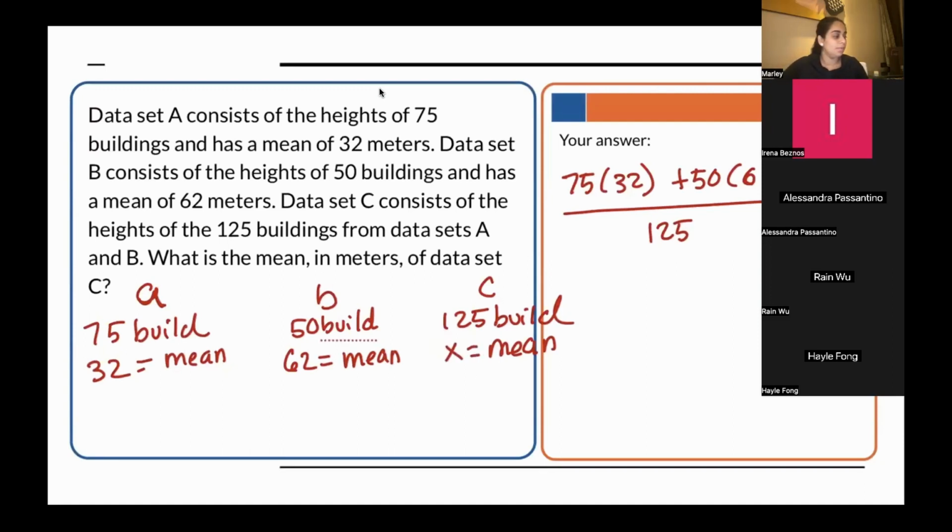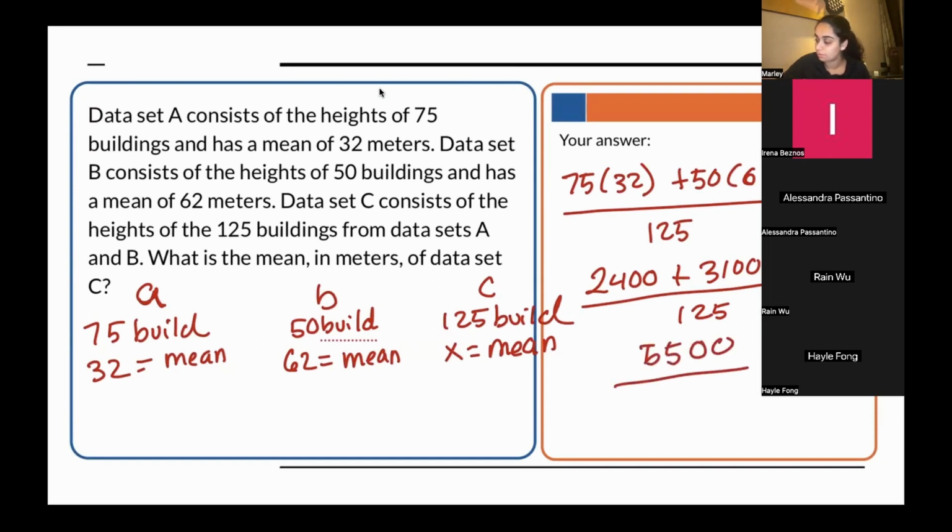Okay. And when we do the math, 75 times 32 is 2400, plus 50 times 62, 3100. Add them up. I get 5500. Sorry, my handwriting is horrible. When we do that, we get X equals 44, which some of you got.